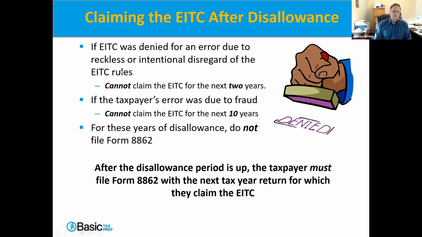If EIC was denied for, remember, recklessness or intentional disregard, they cannot claim it for 2 years. If it was due to fraud, they can't claim it for 10 years. Guys, this is the same amount as for the education credits. Remember that? 2 years and 10 years. Recklessness is 2 years. Fraud is 10 years. They can't claim it for that long. That's really serious. You don't want to do that to your client. So make sure you're asking the right questions.